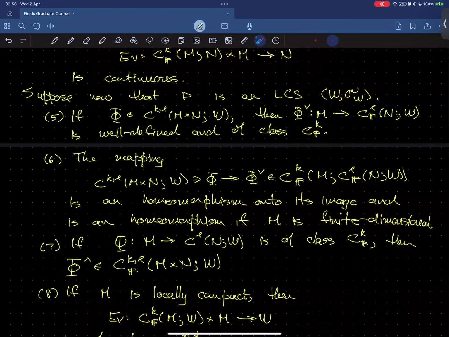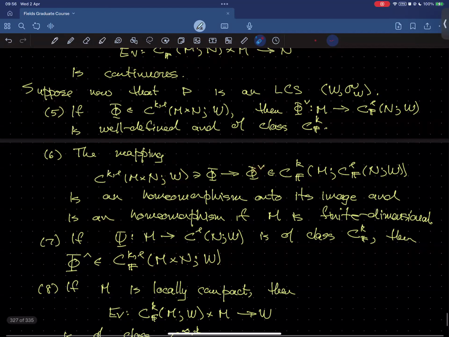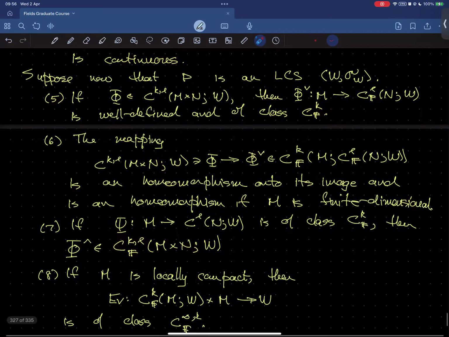Now let's look at the particular case where the manifold P is going to be not just a manifold, but a locally convex space. So I'm going to be looking at mappings into a locally convex space, and I'm going to consider the check and wedge mappings in that case, and also we'll relook at the evaluation mapping there.